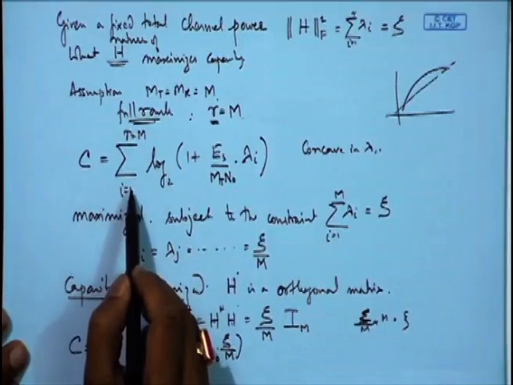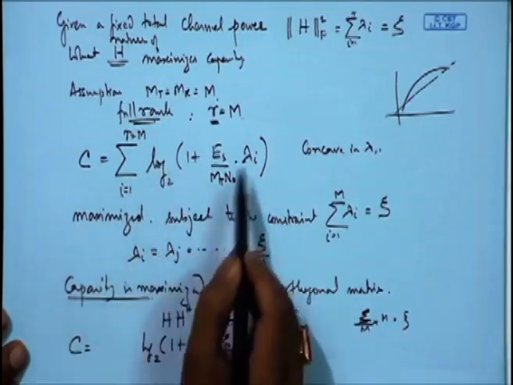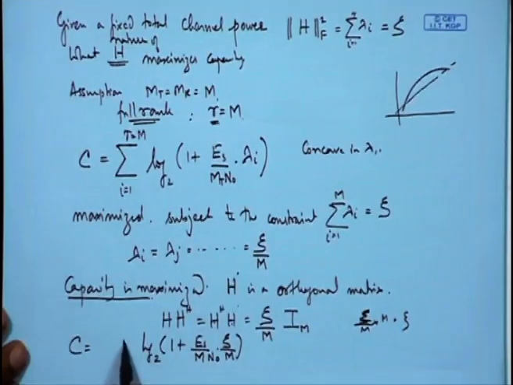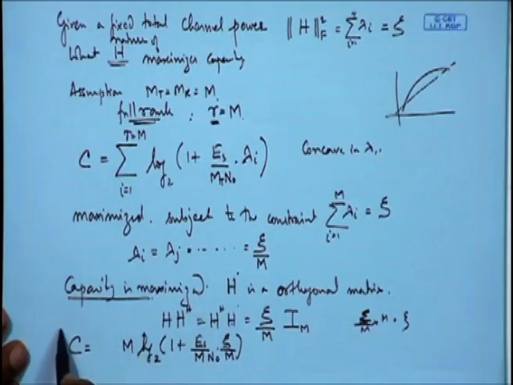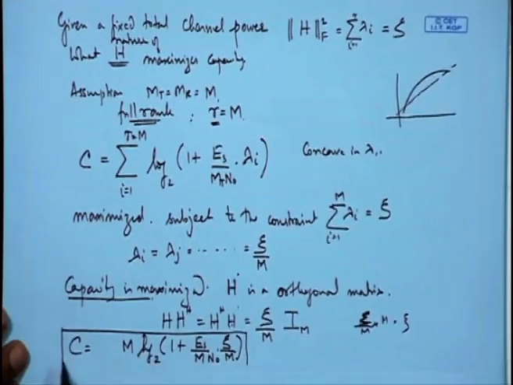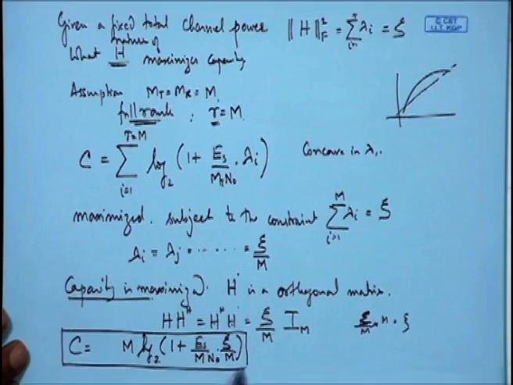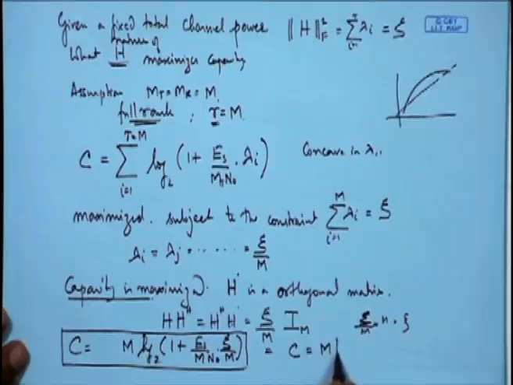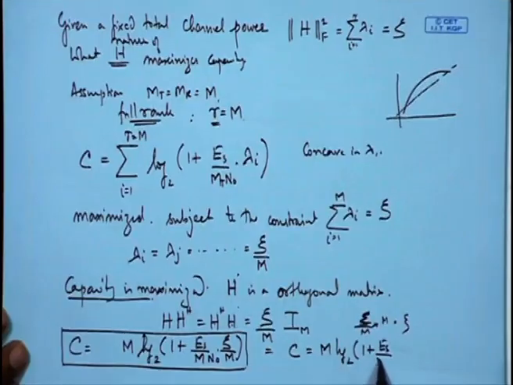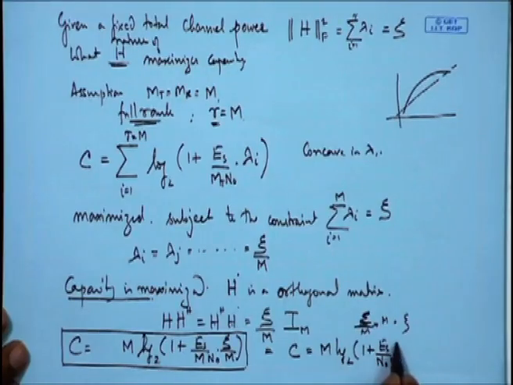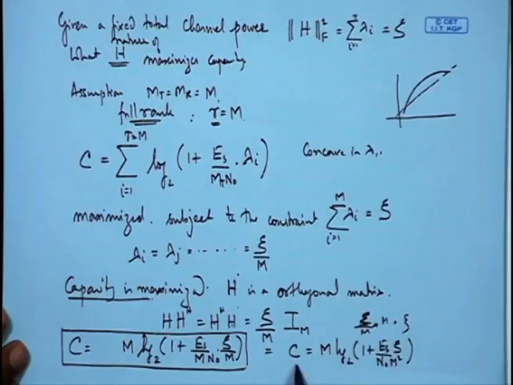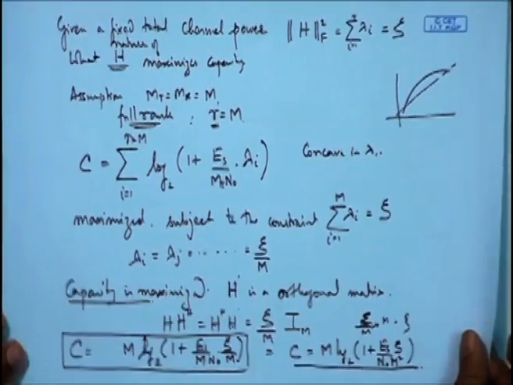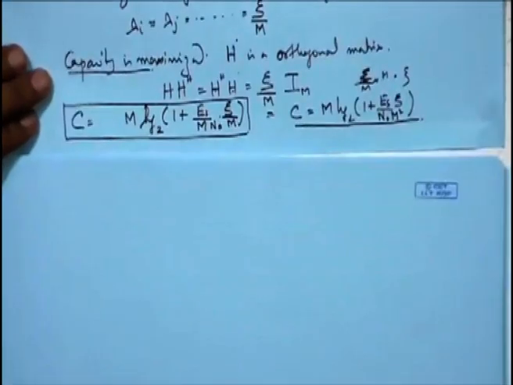So, therefore, each of the components of the summation is the same, and therefore we could simply write it as m times log base 2 of 1 plus Es by m n naught times |H|^2, or we could simply write it as C equals m log base 2 of 1 plus Es upon n naught m squared times zeta. Okay. So, one tiny step left after this, although we will move on to a new page with this.